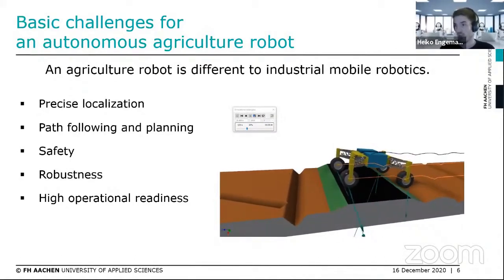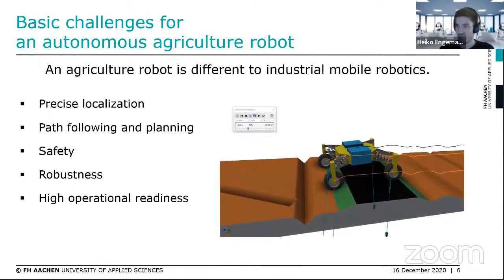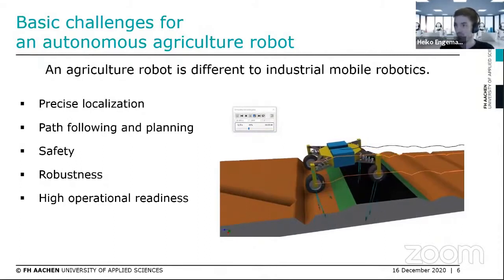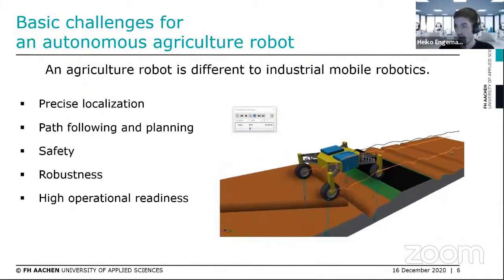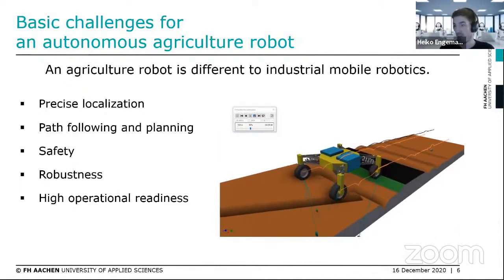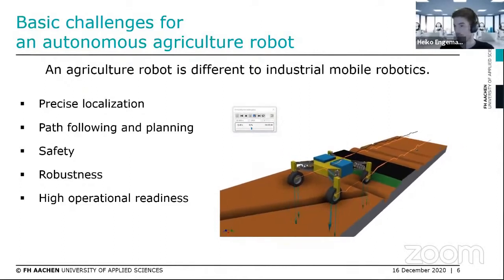Safety is often called the major challenge in agricultural robotics, and it's really different to industrial applications. This is, for example, caused by the changing environmental parameters and also the height of the plants, which can cover any kind of animals or even humans. So classical approaches like only 2D safety lidars aren't efficient.